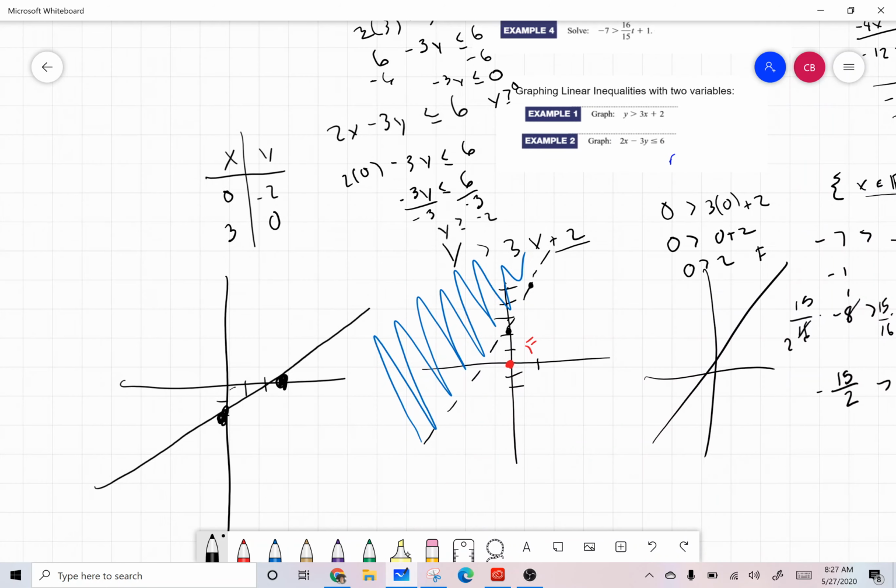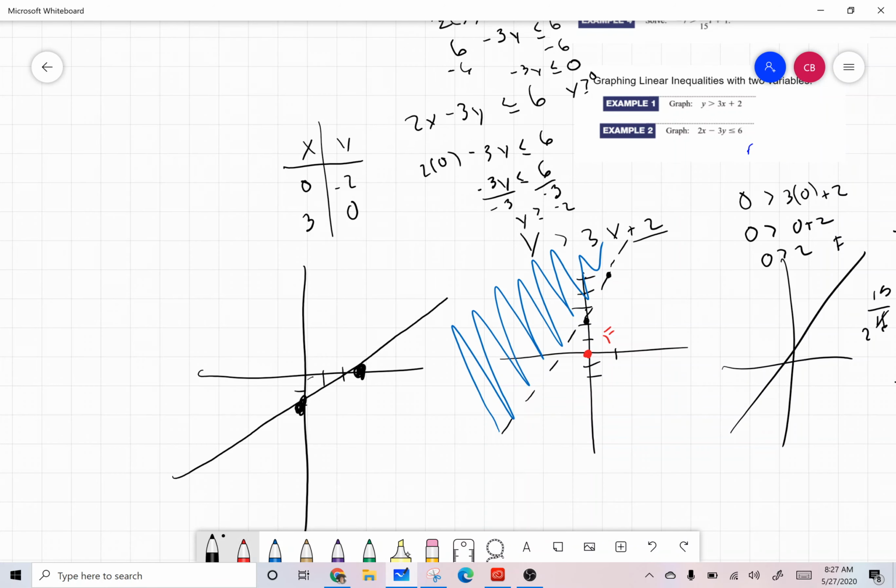All right, so we want to test a value. So let's use the same test point. Let's use 0, 0. This is our test point. Let's see if it's true or false. We have 2x minus 3y less than or equal to 6. So if I go ahead and graph this, I have 2 times 0 minus 3 times 0 is less than or equal to 6. Which is 0 minus 0 is less than or equal to 6, or 0 is less than or equal to 6, which is true.